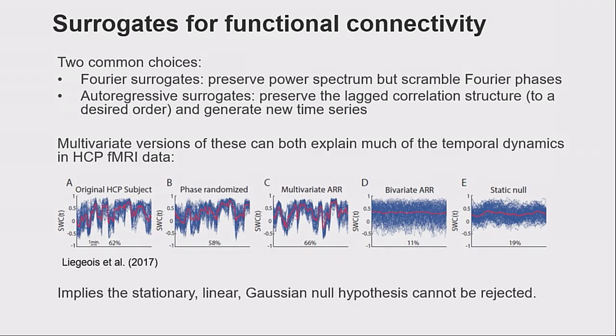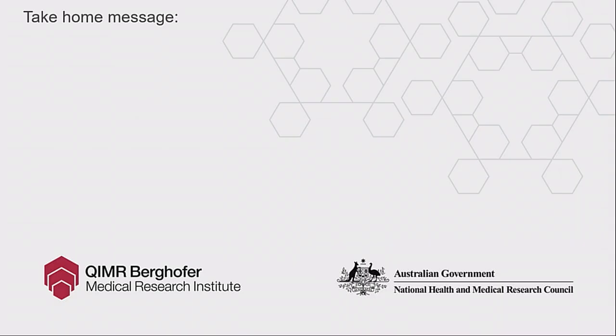There are probably going to be arguments right now in that session about whether dynamic functional connectivity exists or not, because these guys argue that the stationary linear Gaussian null hypothesis can't be rejected for HCP subjects, basically, for most of them, which is somewhat controversial.